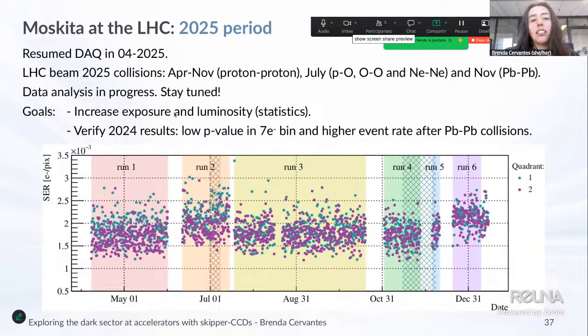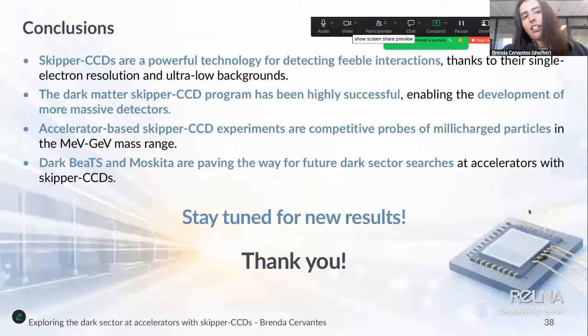And in fact, this 2025, the LHC beam ran for the first time light ion collisions during July. They collided proton-oxygen, oxygen-oxygen, and neon-neon ions, and this will be very interesting data to see. And the data analysis of this 2025 period is in progress, so stay tuned for new results soon. So with that, I end my talk.